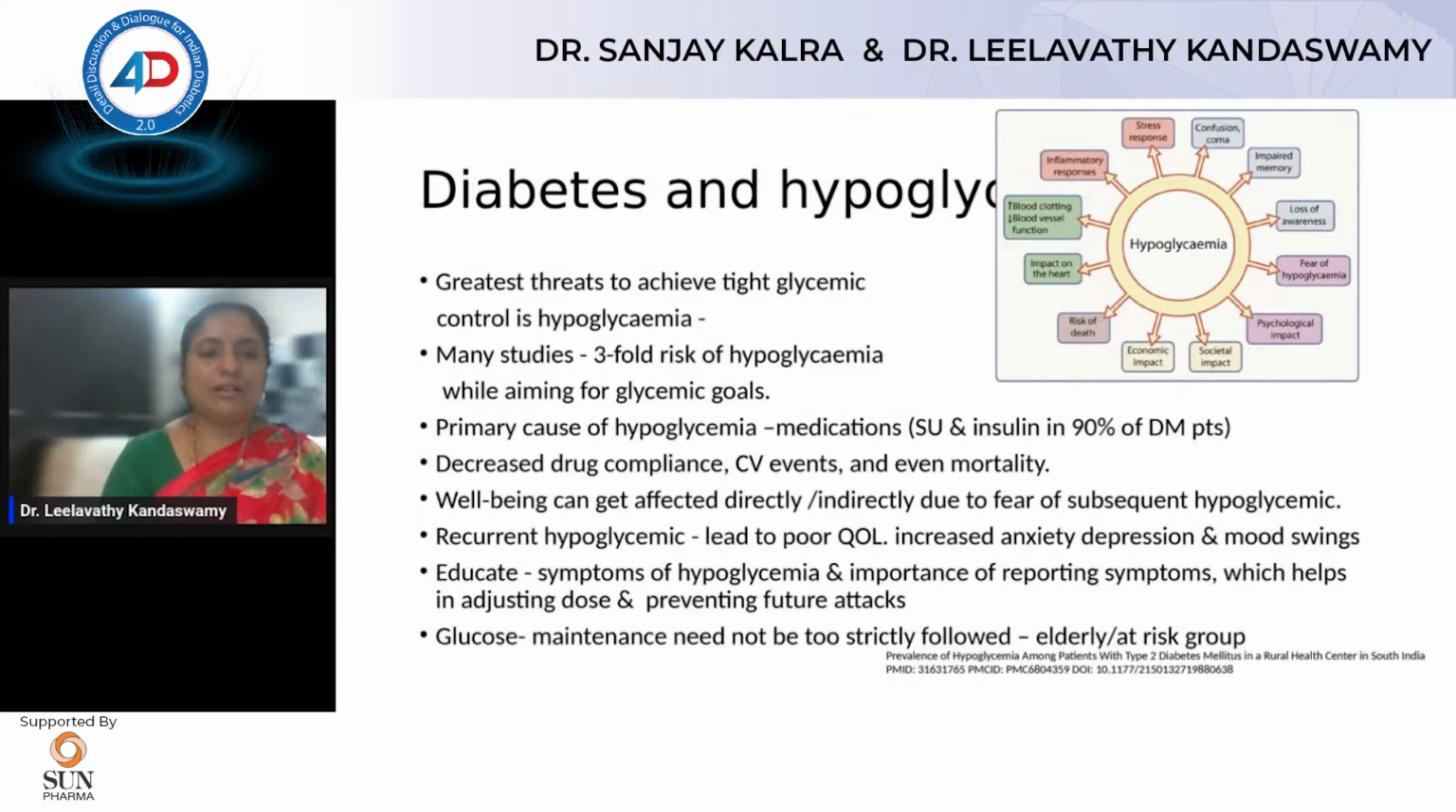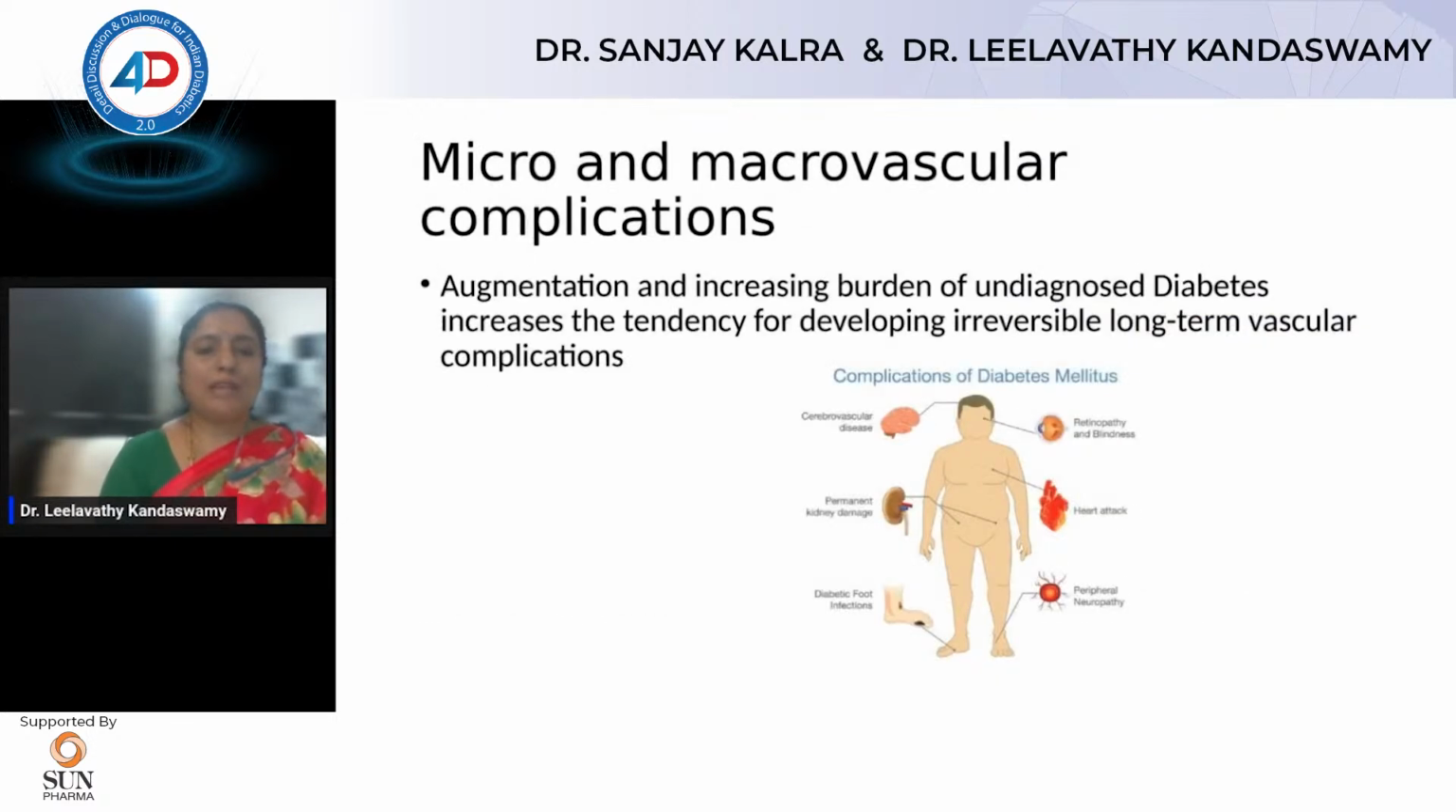It's important that we teach patients with diabetes about hypoglycemia management, along with how to prevent further attacks by titrating the medication and the insulin doses. And when there is a risk of hypoglycemia, we have to relax the diabetes targets, especially in elderly people and the risk group. So micro and macrovascular complications are increasing.